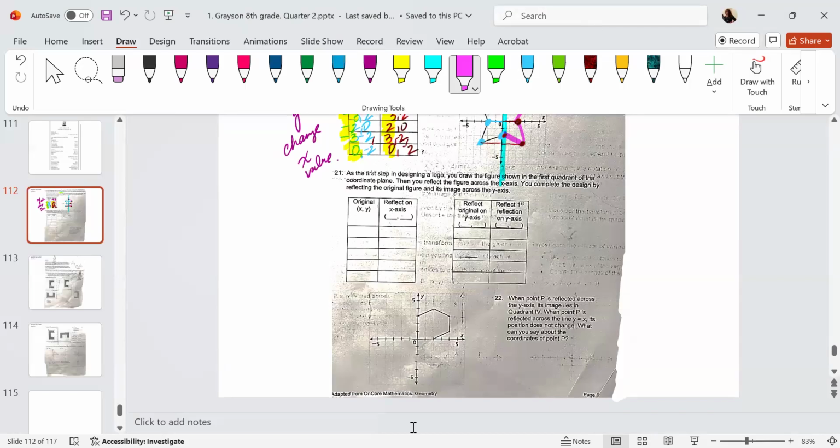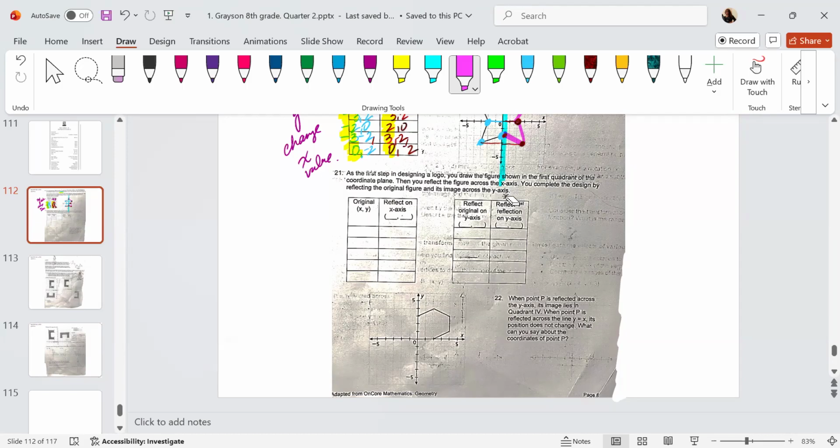As the first step in designing the logo, you draw the figure shown in the first quadrant of the coordinate plane. Then you reflect the figure across the x-axis. You complete the design by reflecting the original figure and its image across the y-axis. So we're going to do 2 different transformations, right?